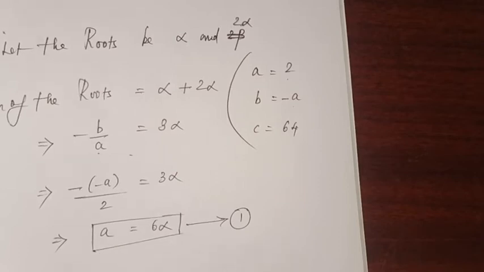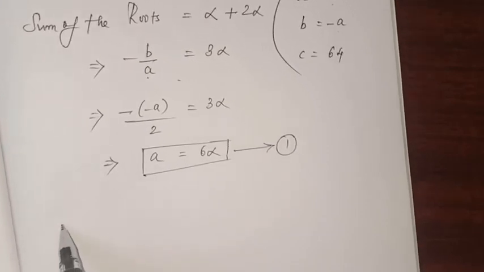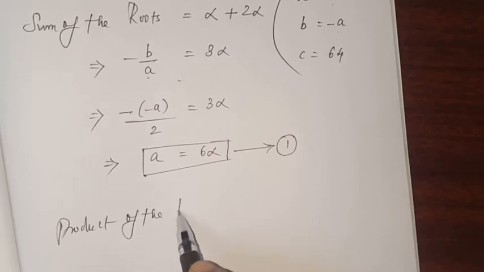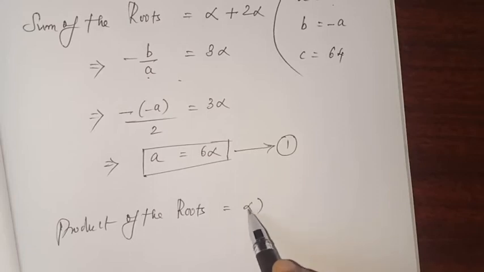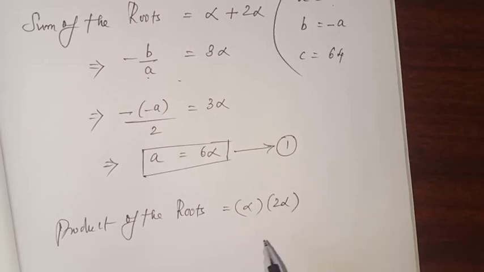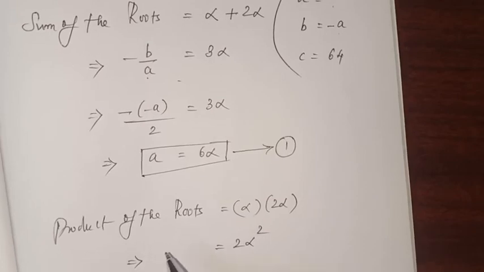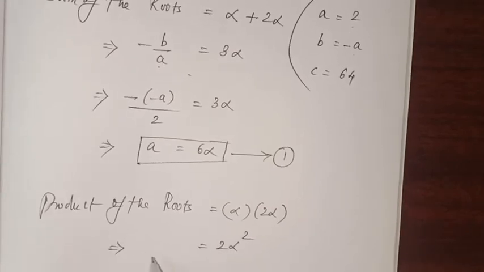How to find alpha? Now I am considering the product of the roots. The product of the roots is equal to one root alpha, second root 2 alpha. Correct? For this problem, we can multiply these two: alpha into 2 alpha, first write 2 alpha into alpha, 2 alpha square. We know the formula for the product of the roots, c by a only.